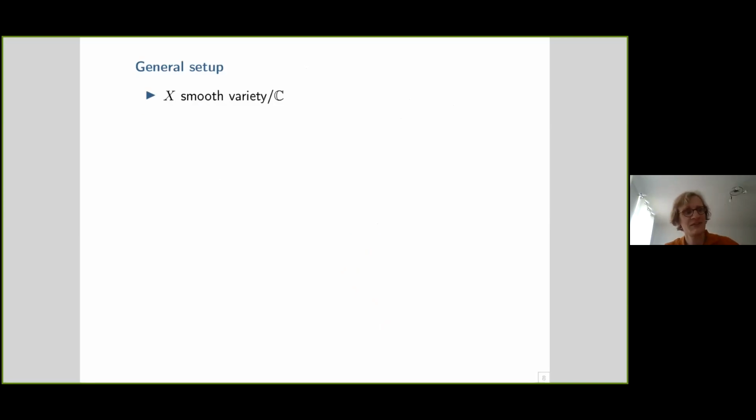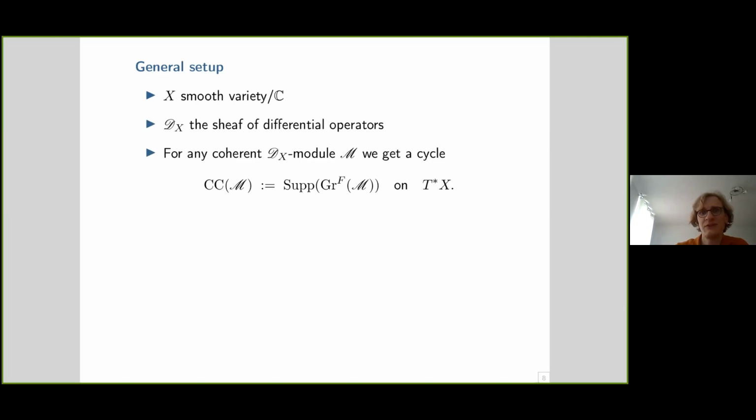Okay, so now in general, the setup we work with is the following. So a smooth ambient variety. This will be an abelian variety later. And then you look at differential operators on that variety. And then for any coherent D module, M on the variety, you get a cycle, which by taking a good filtration and taking the graded and taking its support. The filtration is not unique, but the support is well defined. And this gives you a cycle on T star X.